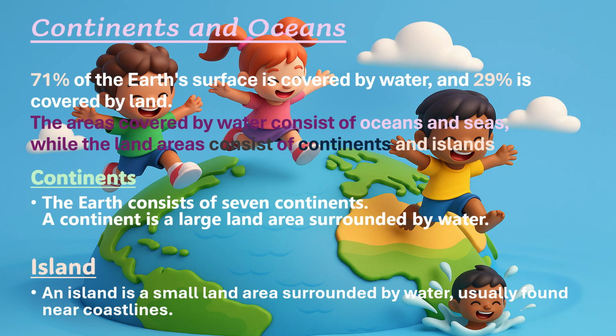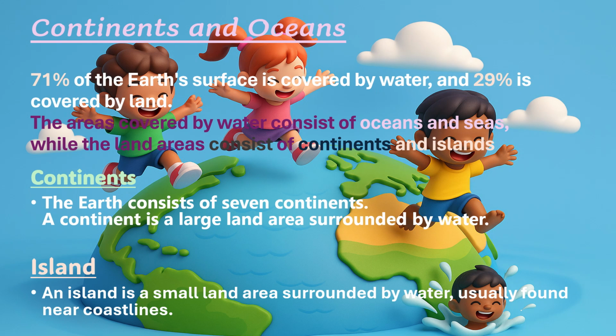71% of the Earth's surface is covered by water, and 29% is covered by land. The areas covered by water consist of oceans and seas, while the land areas consist of continents and islands. Continents. The Earth consists of 7 continents. A continent is a large land area surrounded by water.